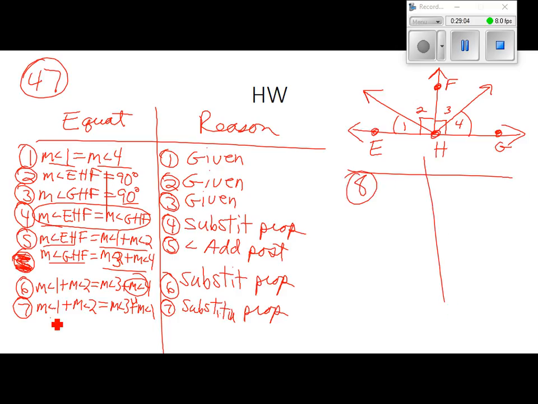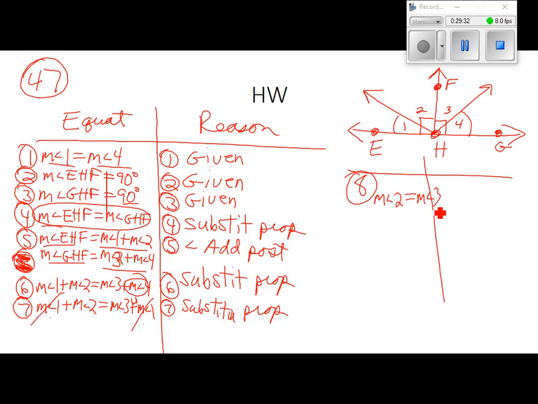Once you know you got an angle 1 over here and an angle 1 over here, what could you do with them? If you got an x on this side of the equation, you got an x on this side of the equation, what could you do with them? Just get rid of them, right? Cancel them out. So if you got an angle 1 here, you can cancel it out. Angle 1 there, cancel it out. What are you left with? Measure of angle 2 equals the measure of angle 3.